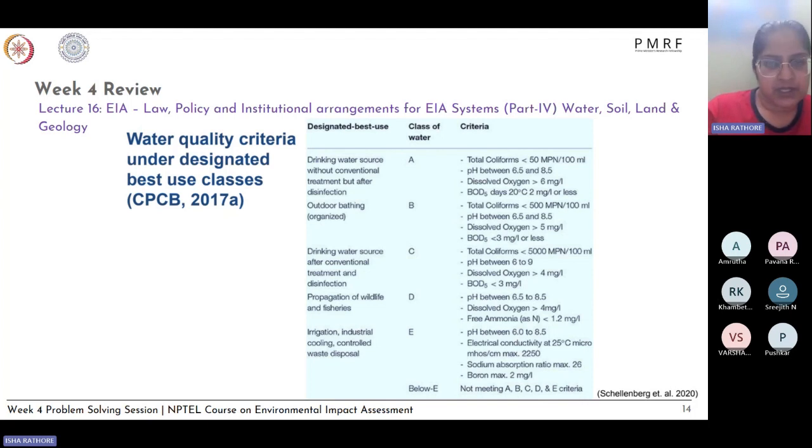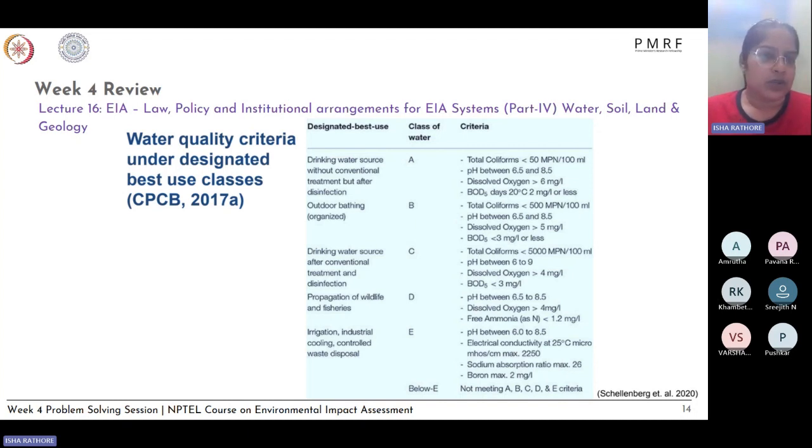B is for outdoor bathing. C is for drinking water source after conventional treatment and disinfection. D is for propagation of wildlife and fisheries. So different characteristics like pH values vary for the different kinds of water which can be used. So those characteristics are mentioned.